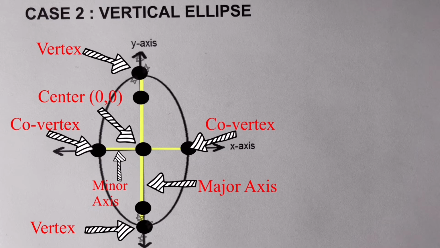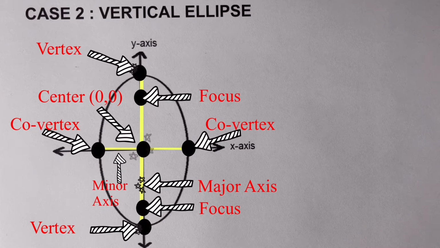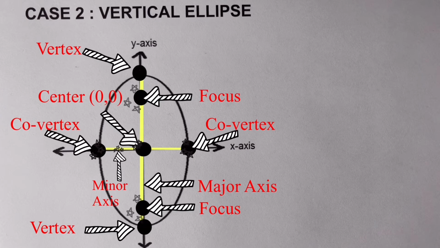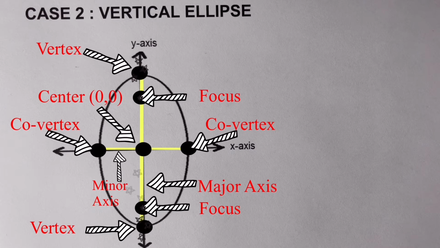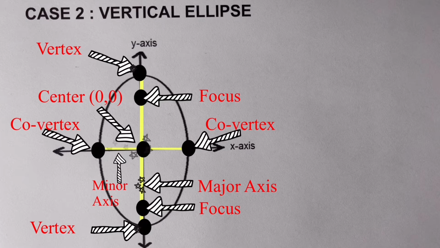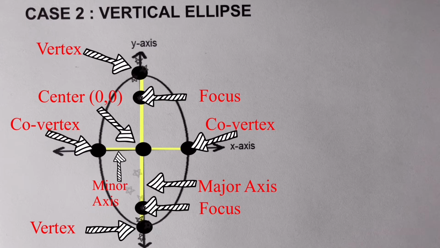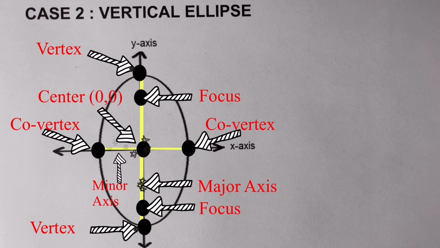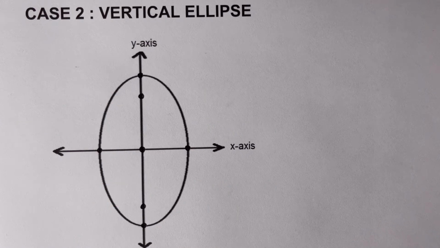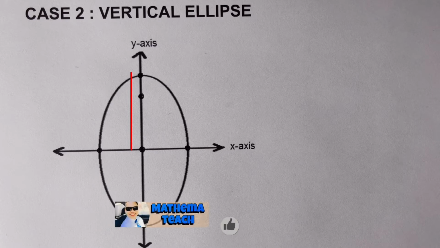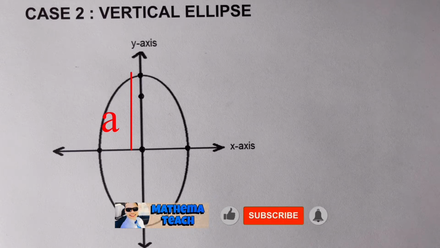Now we also have another part which we call the focus. So these two points right here are our foci. So pretty much these are the parts of an ellipse. It doesn't really matter if it's a vertical ellipse or a horizontal ellipse. The parts would still be the same. Now we also remember that we have the semi-major axis. This is half of the major axis, which means this connects the center to the vertex. And we are going to label this as a.